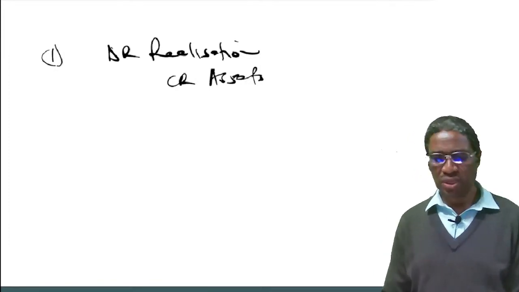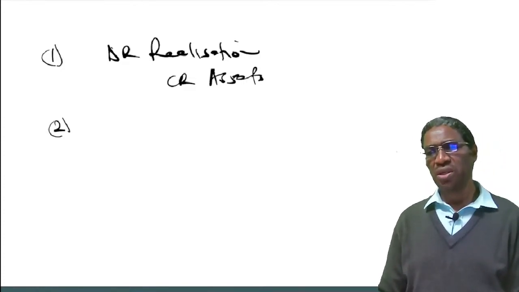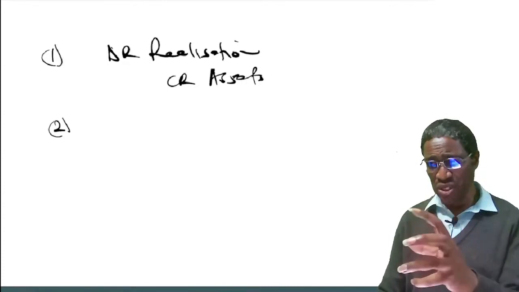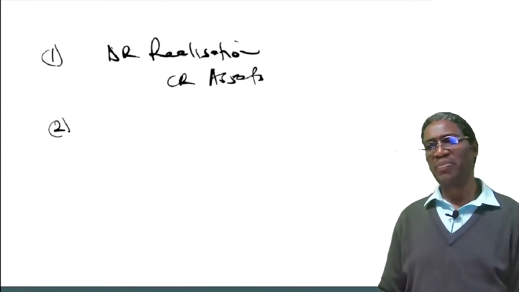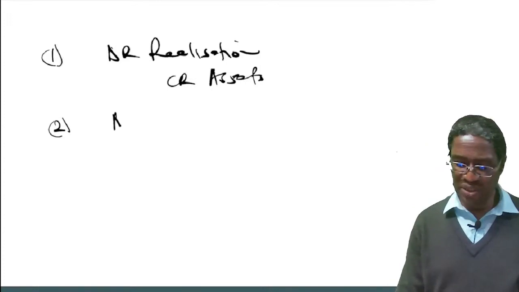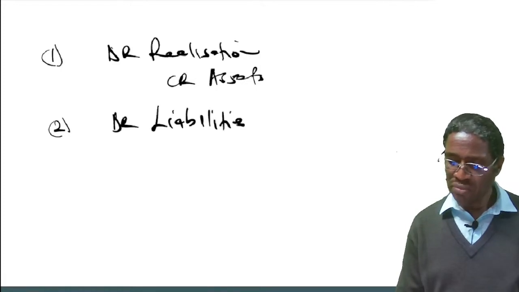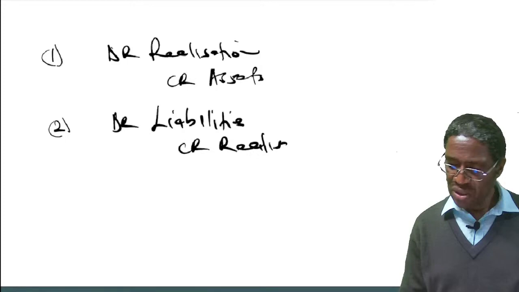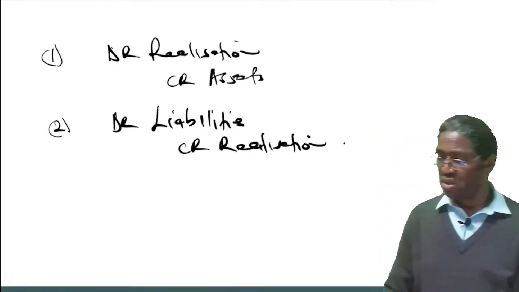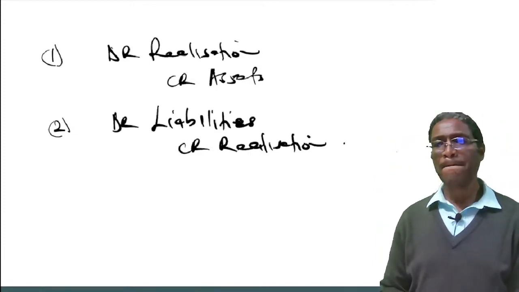Okay. Number two. With liabilities taken over by the purchasing company: debit liabilities, credit realization. That's number 2.